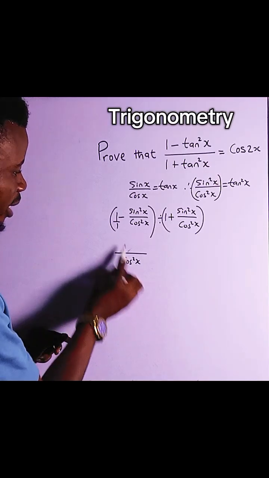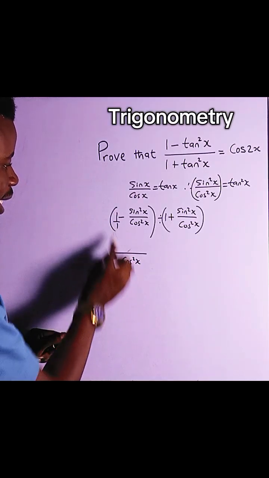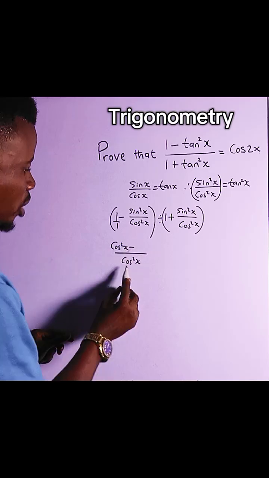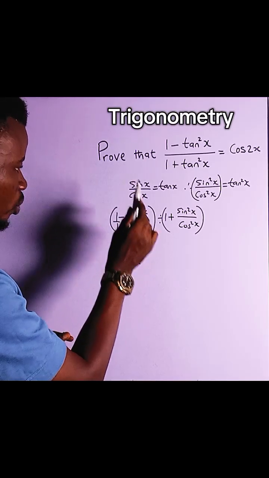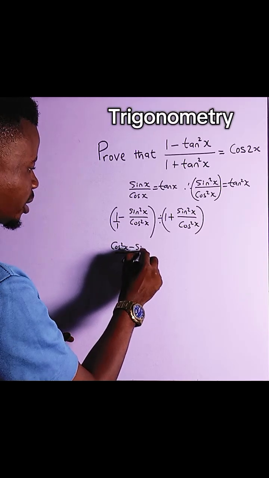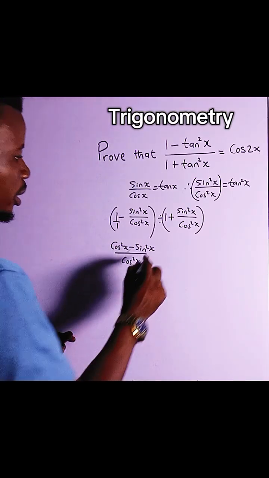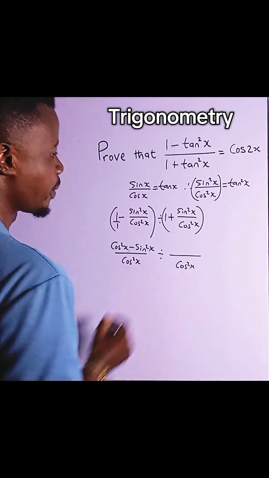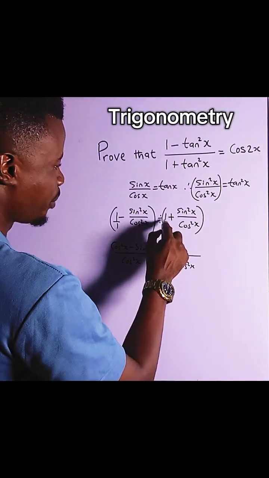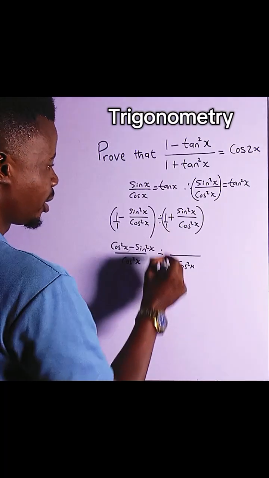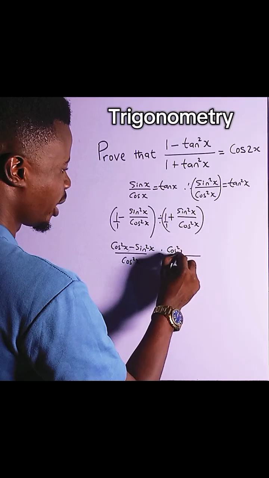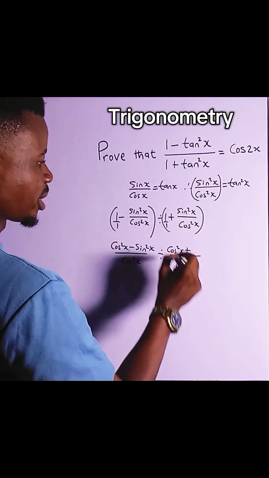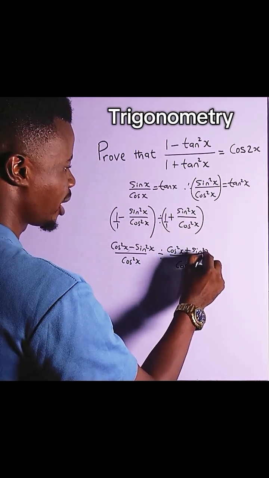So now cos square x divided by 1 is cos square x times 1. You have cos square x minus, cos square x divided by cos square x is 1, times sine square x. You have sine square x. Now divided by the LCM, which is also cos square x. Now cos square x divided by 1 is cos square x times 1, cos square x, plus cos square x divided by cos square x is 1, times sine square x, sine square x.